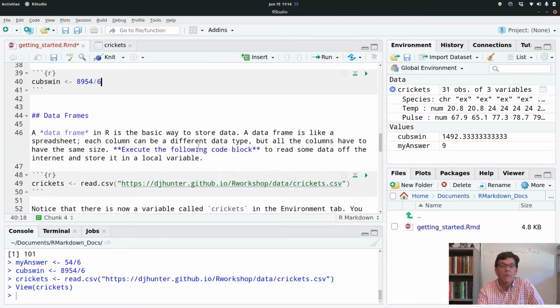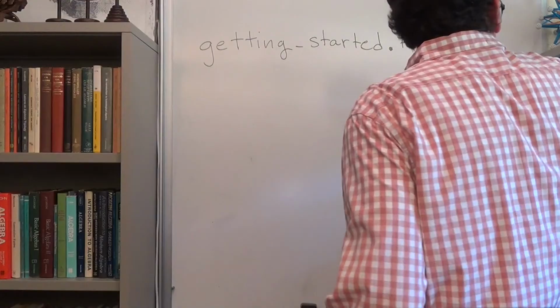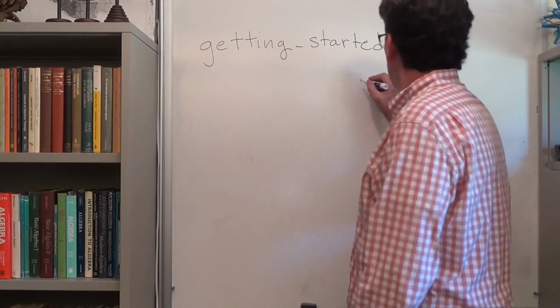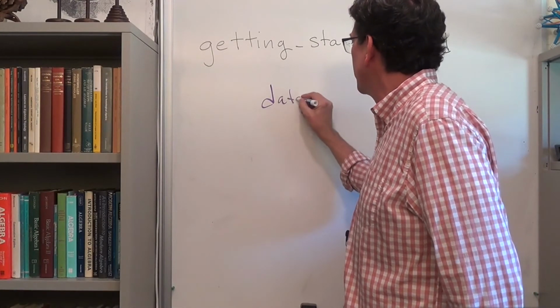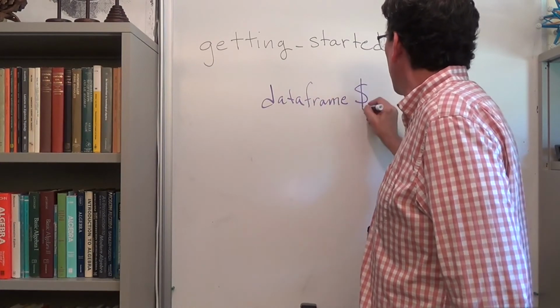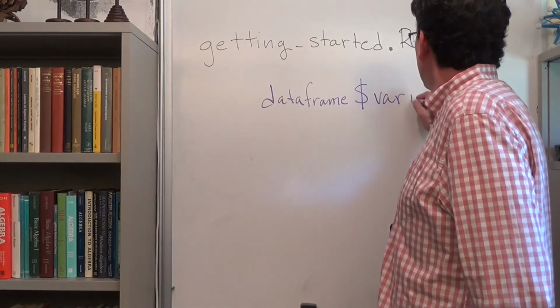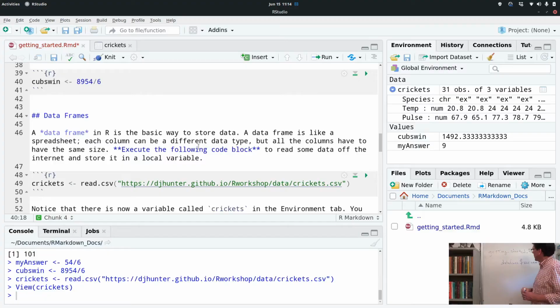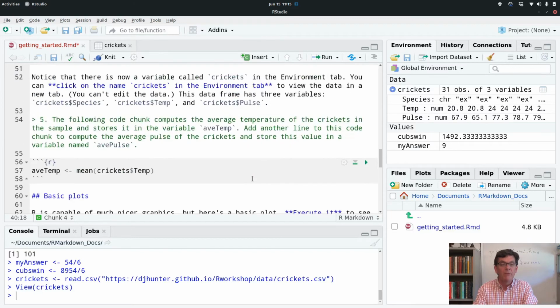The way you refer to data in R, these variables in R, is a little strange. You have the name of a data frame, right? So whatever your data frame name is, and then you go $, and then the variable name. So in this data frame, the variables are species, temp, pulse, so you reference those as crickets$species, crickets$temperature, etc.